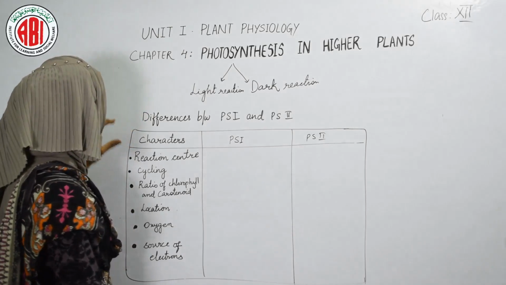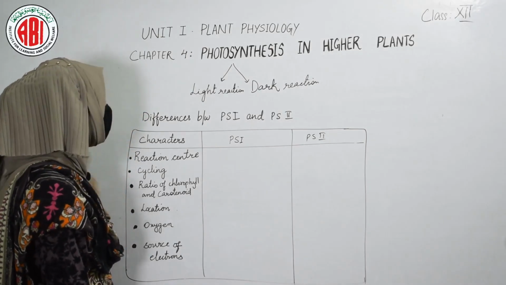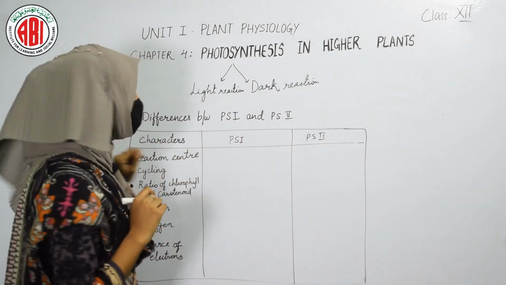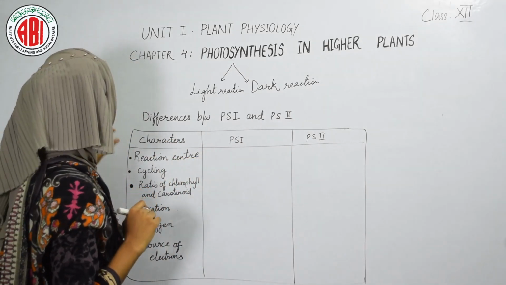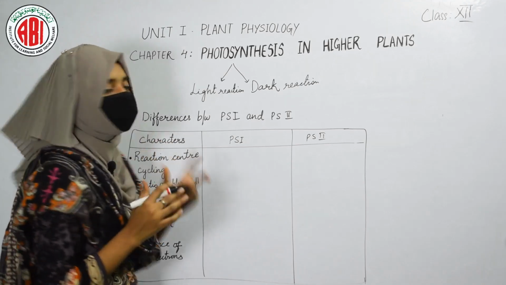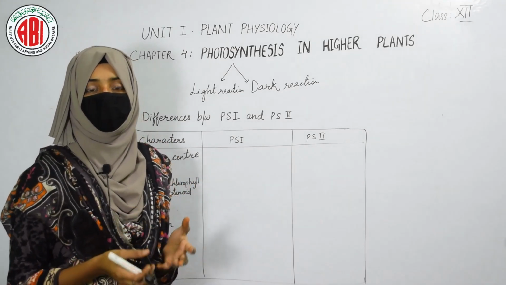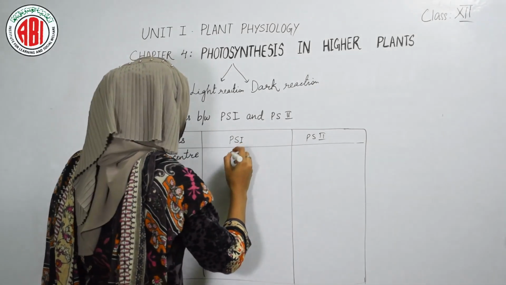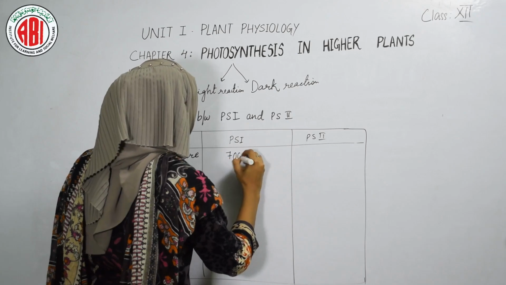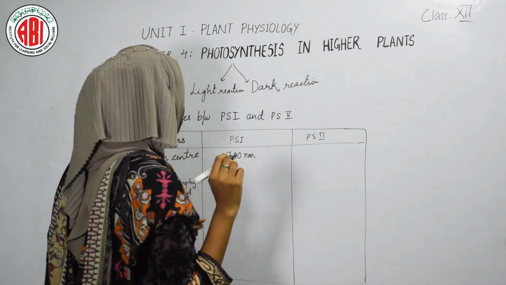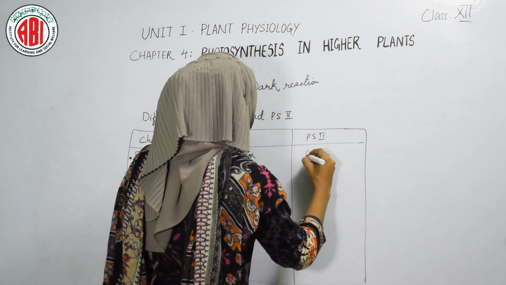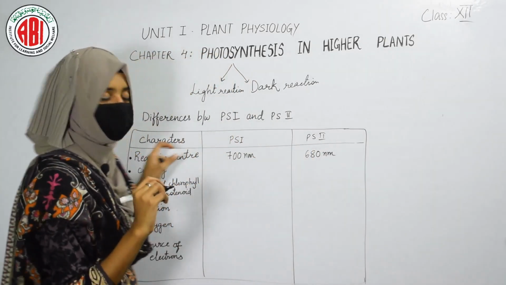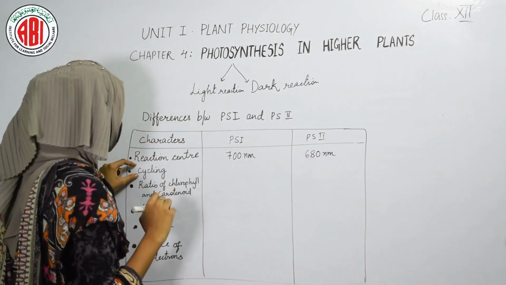So here some of the characters are given depending upon which we can differentiate photosystem 1 and photosystem 2. The first character is reaction center. Which type of wavelength is absorbed by the reaction center of photosystem 1? The reaction center of photosystem 1 absorbs 700 nanometer wavelength, and the reaction center of photosystem 2 absorbs 680 nanometer of wavelength.